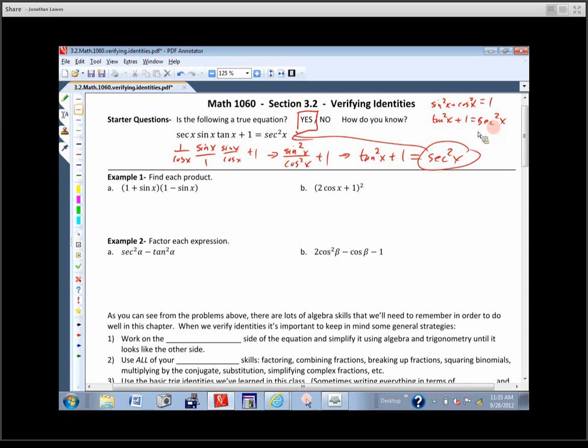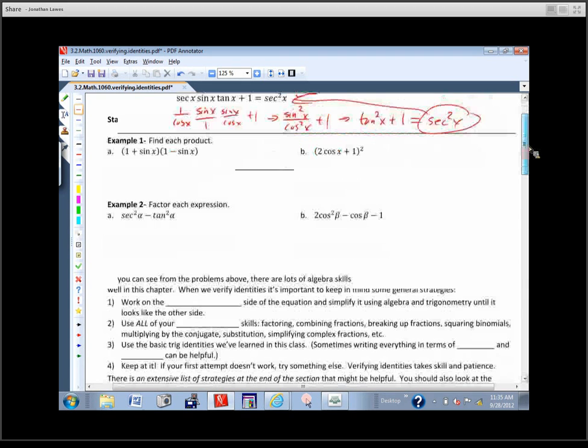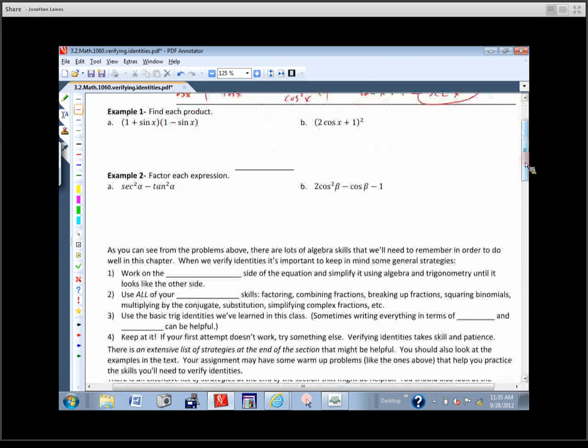Okay, so that's not too bad. What we're going to do today is we're going to learn how to verify identities. We're going to be doing a lot of this. Now this is, I would say, a fairly simple identity to verify. But in order to verify identities, we need to kind of go back and review a lot of the algebra that we know. So let's take a look at this first one right here.